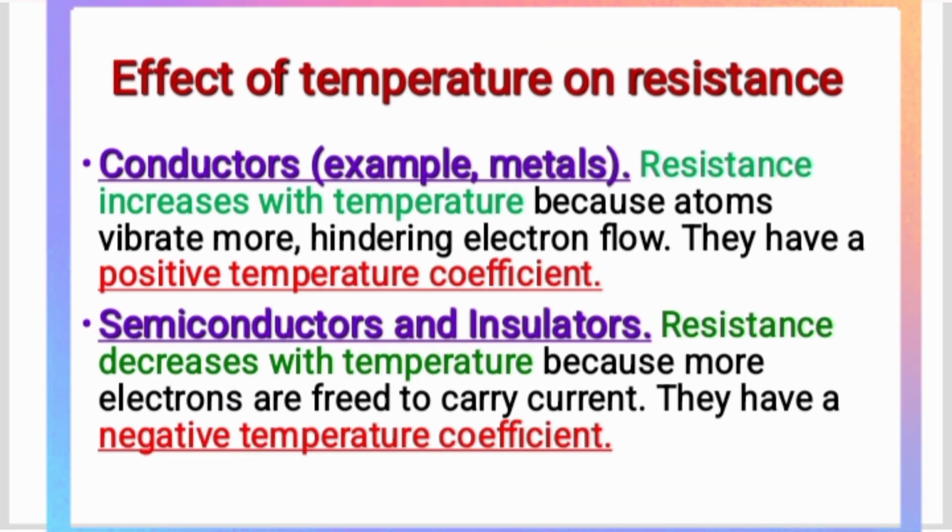Effect of temperature on resistance. Conductors, for example metals: resistance increases with temperature because atoms vibrate more, hindering electron flow. They have a positive temperature coefficient. Semiconductors and insulators: resistance decreases with temperature because more electrons are freed to carry current. They have a negative temperature coefficient.